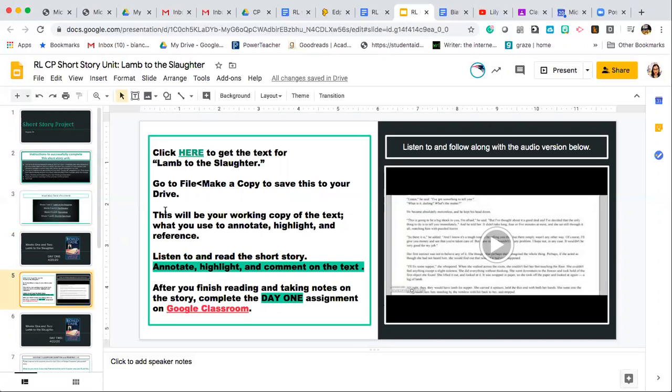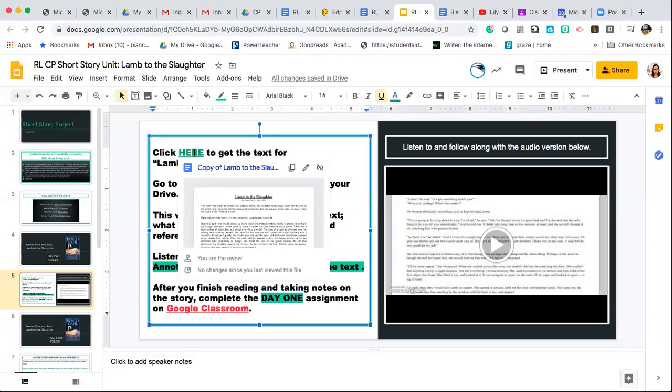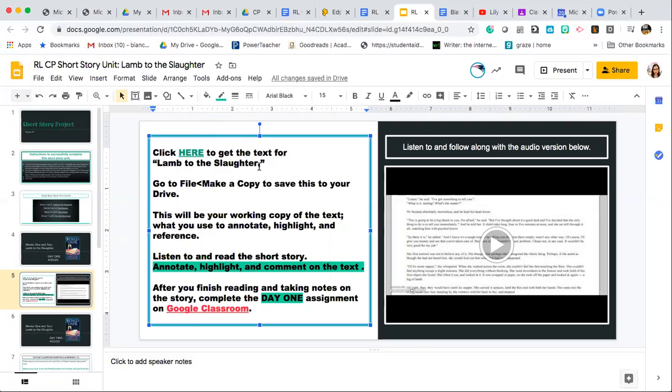Please read through the text for Lamb to the Slaughter. You'll notice that I have hyperlinked it right here for you directly in the Google Slides. And you'll also notice that an audio version has been shared with you as well. So if you like listening to the story, you can listen to it as well. But please read through the text. We encourage you to make a copy of it, so you could always go to File, make a copy, and read through, annotating and highlighting and commenting on words that maybe you don't know that you need to look up, or questions that you might have. Once you are done reading and taking notes on the story, please complete today's day 1 assignment on Google Classroom.